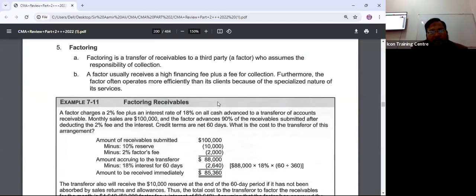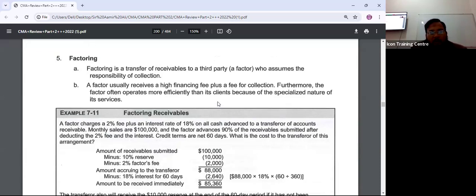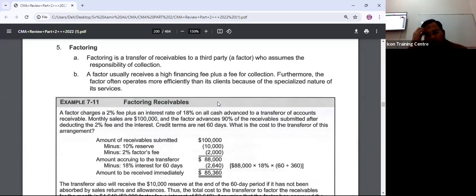Then factoring, this is again a very interesting concept. Factoring means when you sell your receivables to your bank, right? So factoring is a transfer of receivables to a third party who assumes the responsibility of collection. A factor usually receives a high financing fee plus a fee for collection. Furthermore, the factor often operates more efficiently than its clients because of the specialized nature of its services.